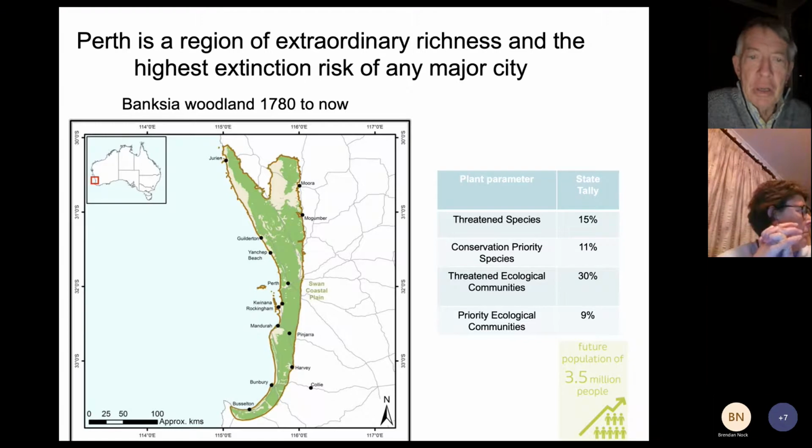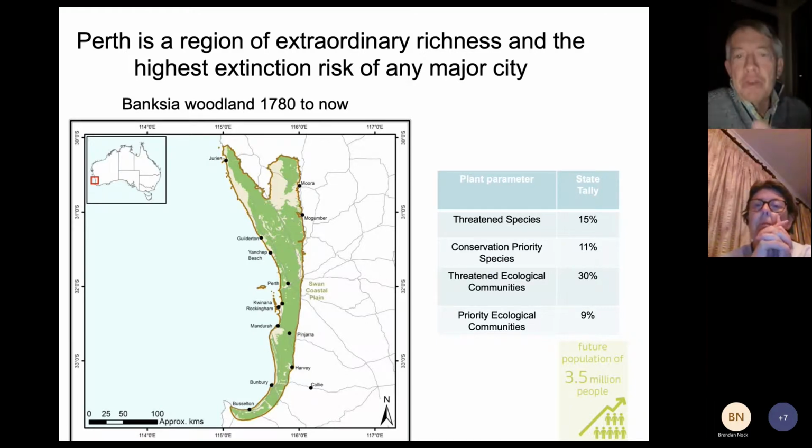Equally in the Perth region, we didn't realise that Perth, the city itself, sits at the epicentre of a mini hotspot within the southwest hotspot. What we find on the Swan Coastal Plain and in the Perth region, this is the state tally for threatened species through to priority ecological and threatened ecological communities. The state tally is significant. 30% of our threatened ecological communities occur on the Swan Coastal Plain.